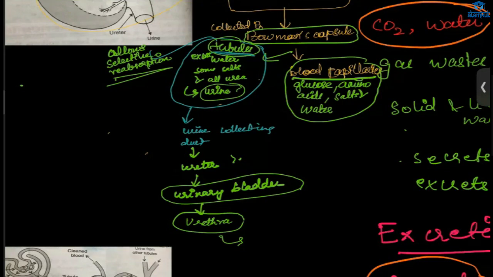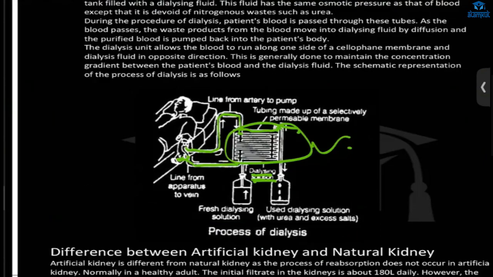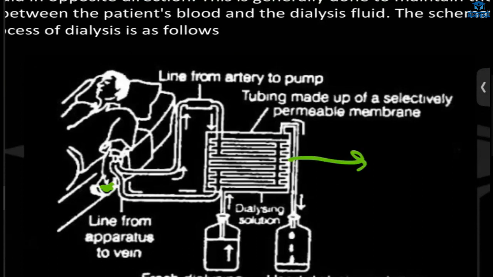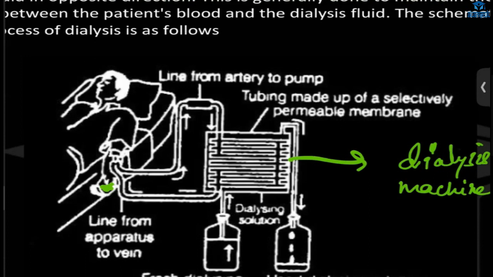That's all. And one more solution is dialysis, an artificial kidney, by the kidney machine. This is the artificial kidney, or you can say dialysis machine. This thing will help. What will it do? It will clean the blood by separating the waste.